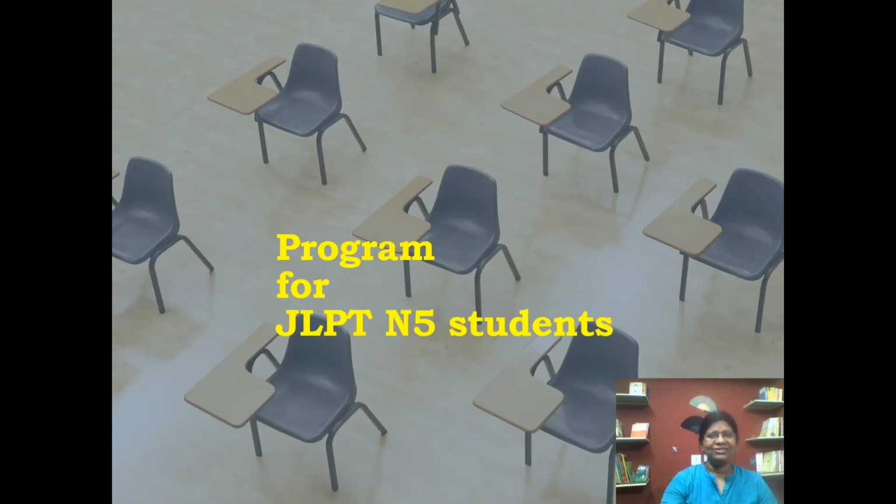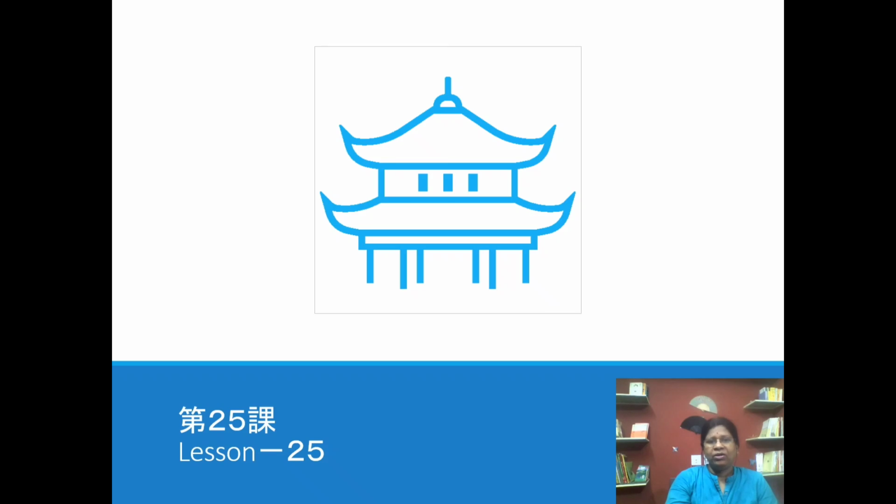Welcome to new lesson. Today we will learn lesson 25, or Dai Niju Gokka. This is the last lesson of the JLPT N5 course. If you learn from lesson 1 to lesson 25 thoroughly and properly, you will definitely clear the JLPT N5 exam in the first chance, and second, it will also enhance your knowledge in grammar, kanji and vocabulary. Let's start today's class.